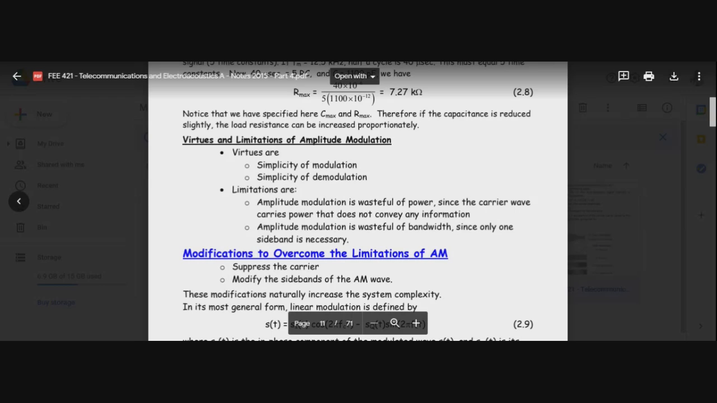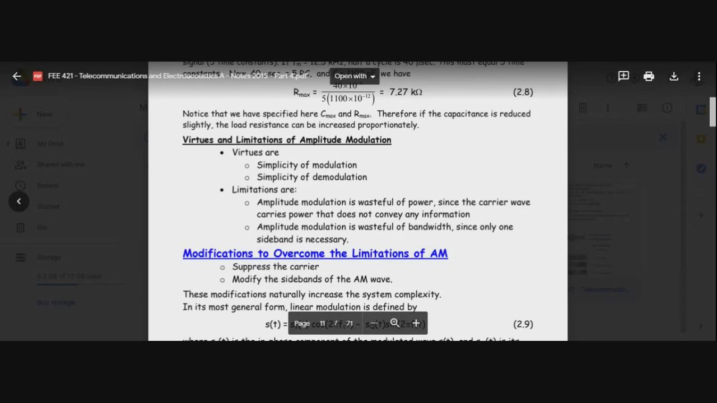Virtues and limitations of amplitude modulation. The good thing with amplitude modulation is that it's very simple. You just multiply the message signal by the carrier, and if you have to add the carrier, that is fine. It's still straightforward. Straightforward as compared to what? As compared to frequency modulation or even phase modulation.